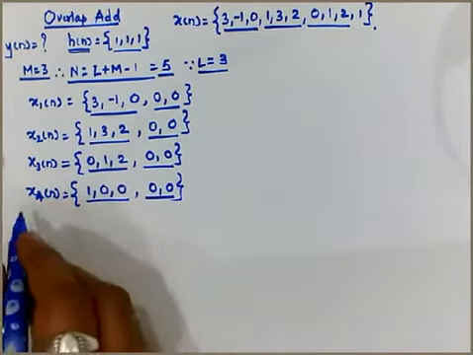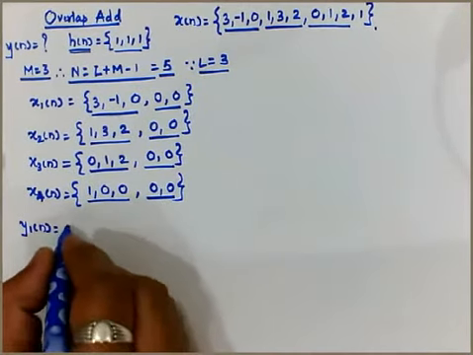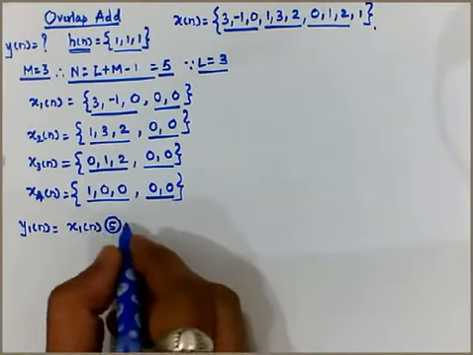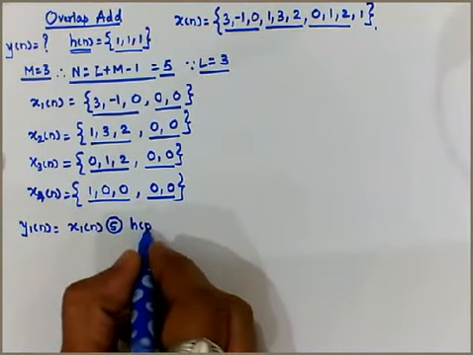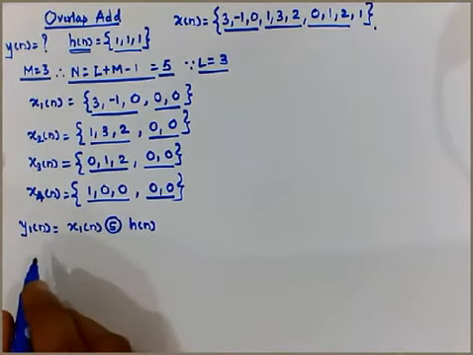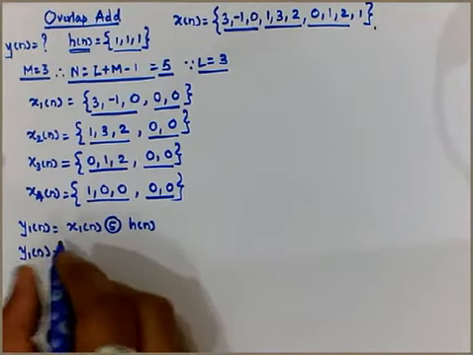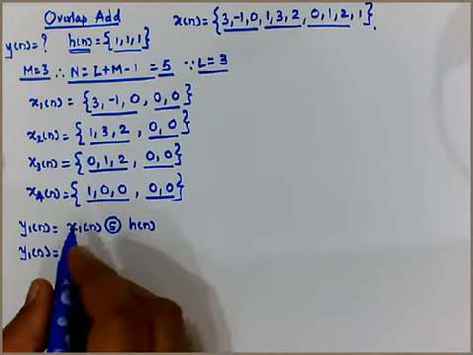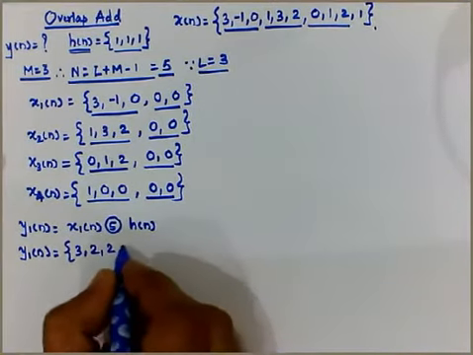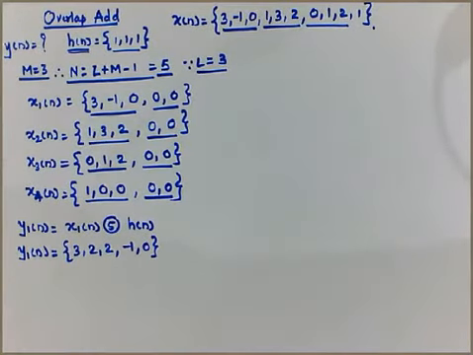Now for this case again calculate y1 of n. This time y1 of n will be x1 of n, 5-point circularly convolved with h of n. Now the result for this case will be y1 of n is equal to 3 2 2 minus 1 and 0. This is the result.